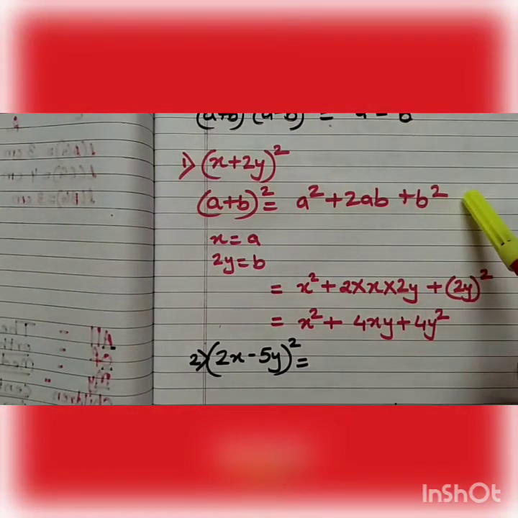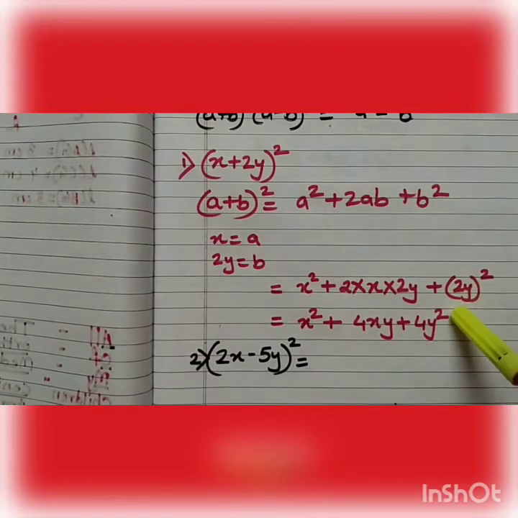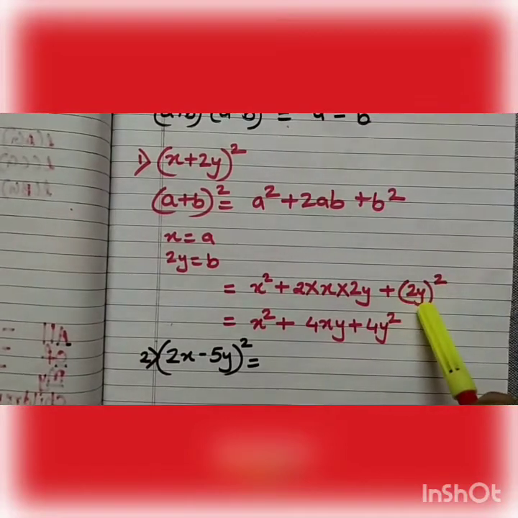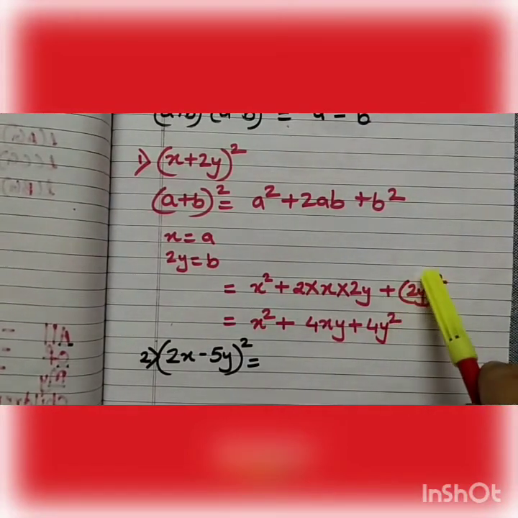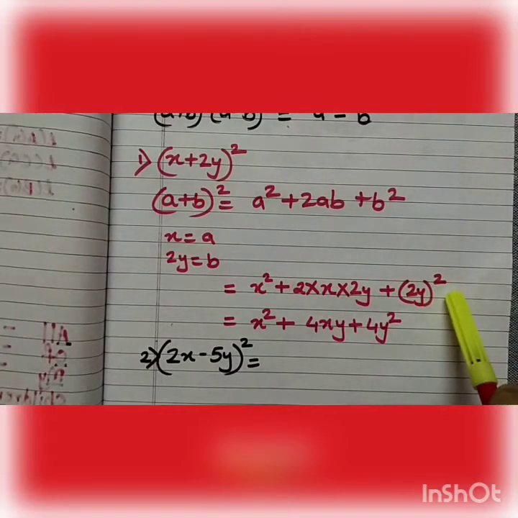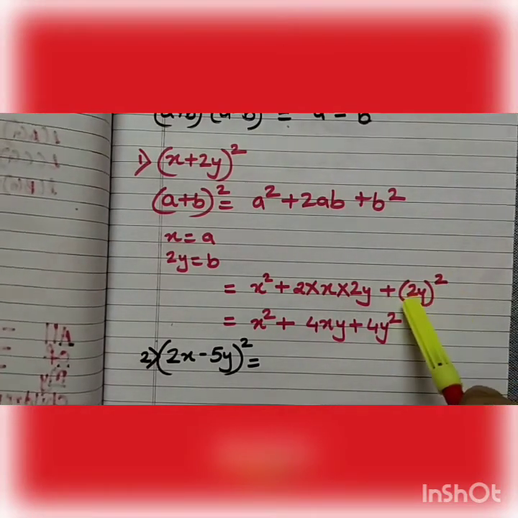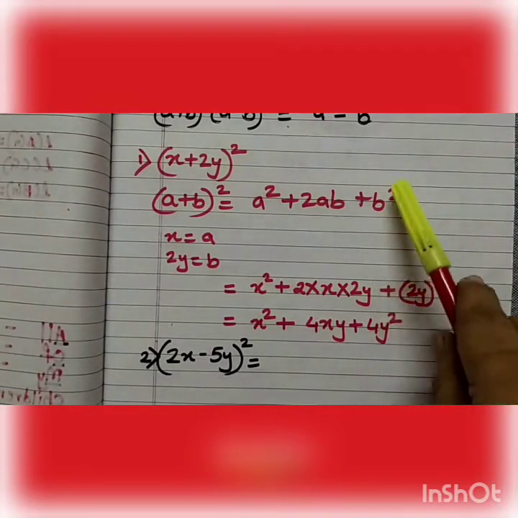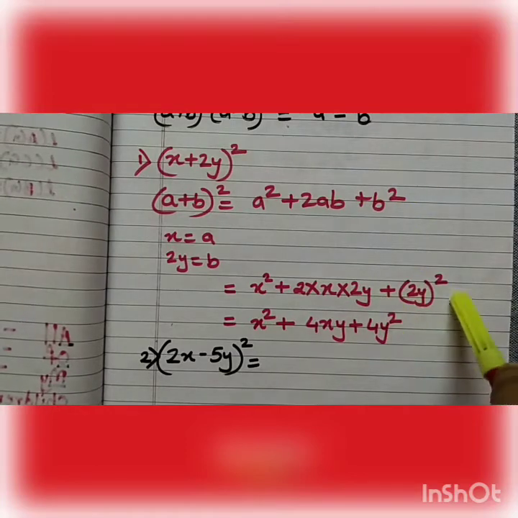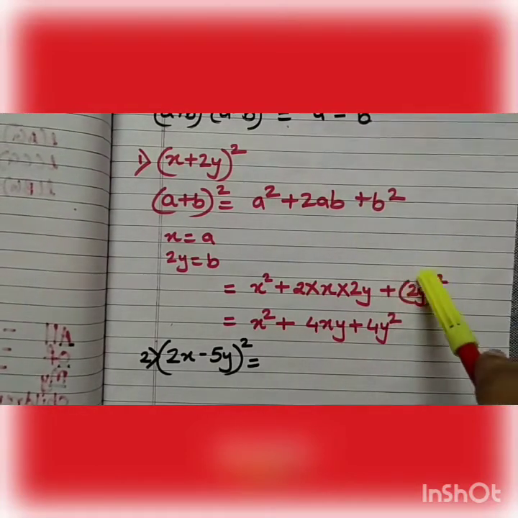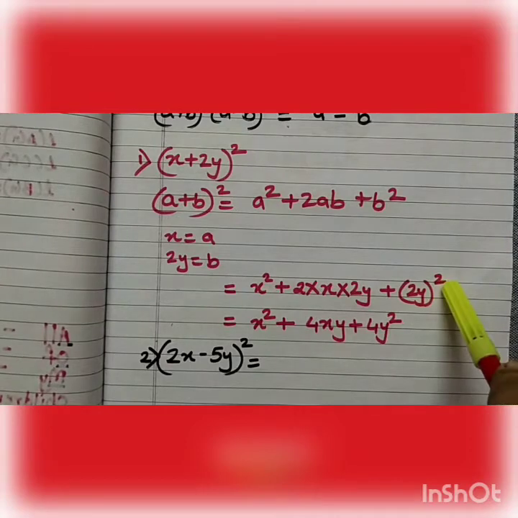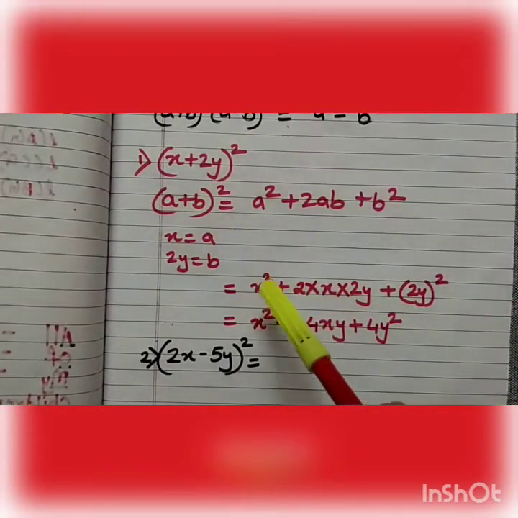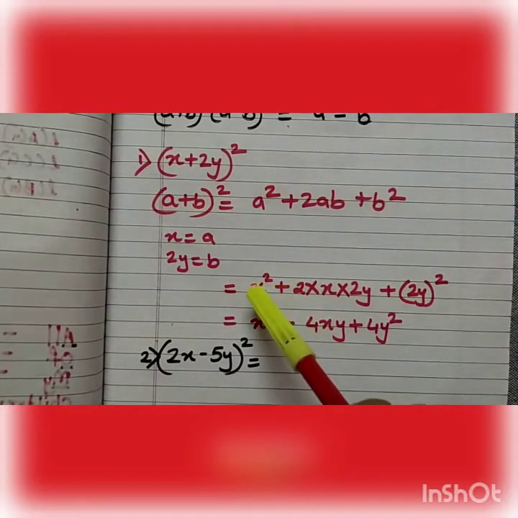Now b square. What is b? It is 2y. Whenever you have to write a square where there is a variable and a number constant, always put a bracket and put a square. Don't write 2y and square, because then it will mean that the square is only for the alphabet y. But in place of b we have 2y, so it is b square. That's why we put a bracket and put this square. Remember the difference. Here there is no need of putting a bracket. Why? Because only x is there. There is only one variable. There is no number over here.